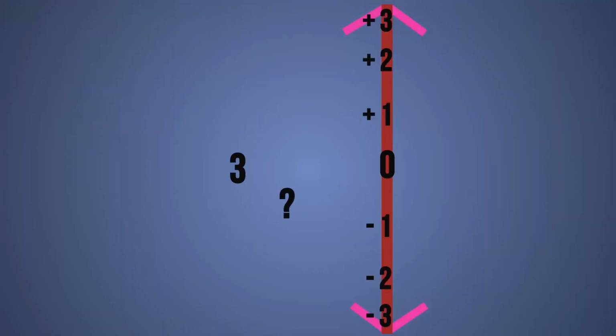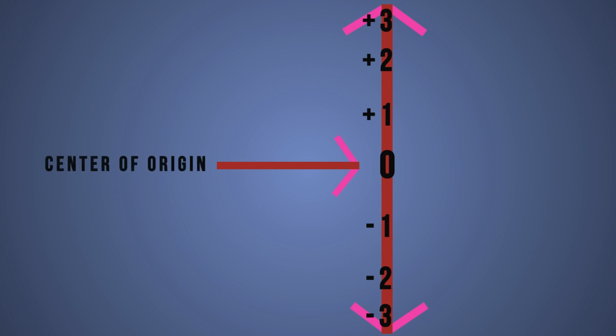As you know, before 3 comes 2. Before 2 comes 1. And before 1 comes 0. But what comes before 0? That is -1. Then after -1 comes -2. And after -2 comes -3. Note here that this is 0. This is a line, and this 0 is called the center of origin.